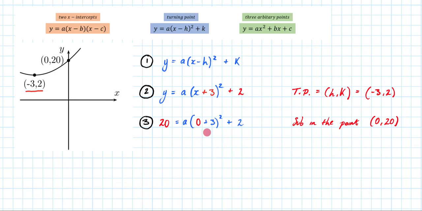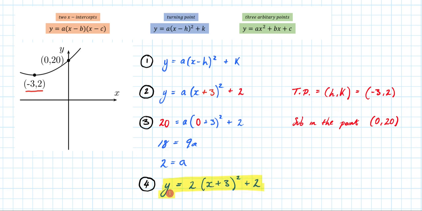So let me -2 from both sides to get 18. And 3 squared is 9, so I'm going to get 9a. I will then divide both sides by 9. So I'm going to get 2 equals a. Perfect. So my fourth step will be writing down my final answer. My final answer will be y equals 2(x plus 3) squared plus 2. That right there will be my final answer.